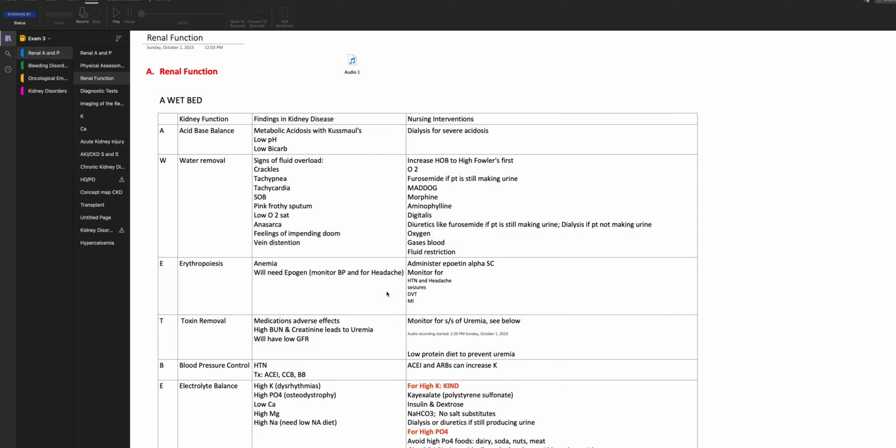So if the kidney is not working, you're going to see an increase in medication adverse effects, or you'll be monitoring for that, I should say. For example, somebody that's a diabetic that has end-stage kidney disease, the insulin or oral diabetics are going to stay in their system longer.